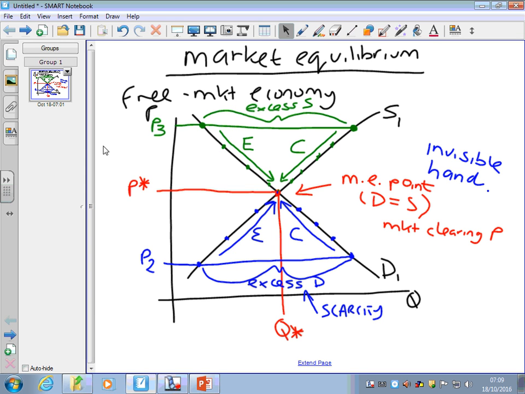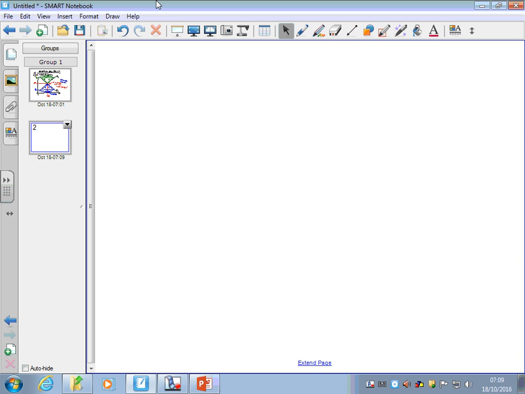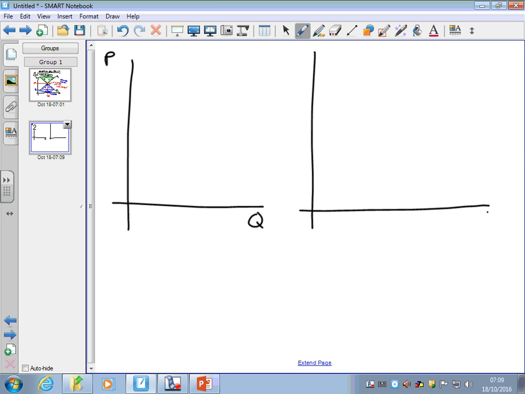Right guys, last video was looking at this on the board, the market equilibrium point, the point that will clear the market. What we're now going to be thinking about is shifts in market equilibrium price, or shifts in demand and supply and how it impacts on the market. So what we'll now do, we'll think about shifts in demand first of all.